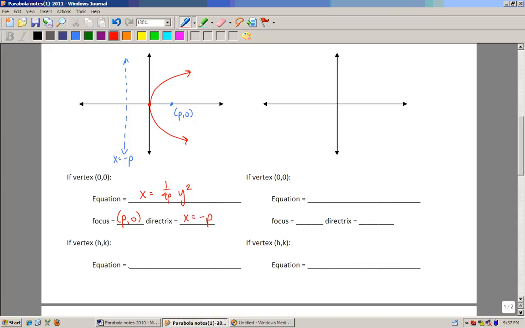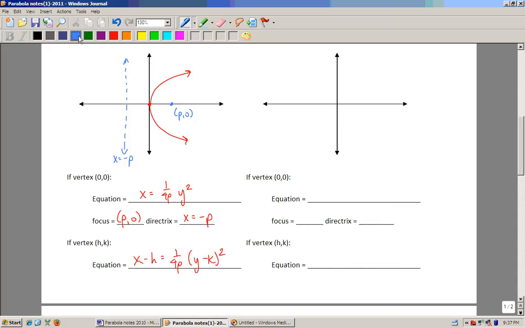And again, if we shift the vertex to (h, k), remember the h is with the x, so it's x minus h. Our coefficient is still 1 over 4p, and it's y minus k quantity squared.